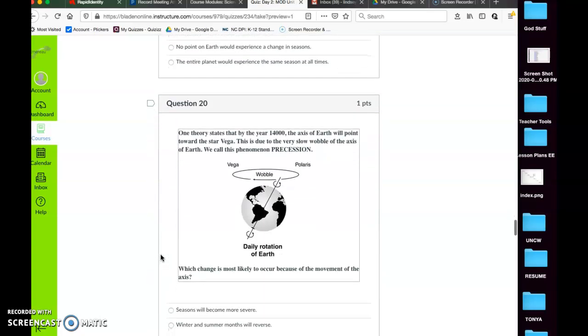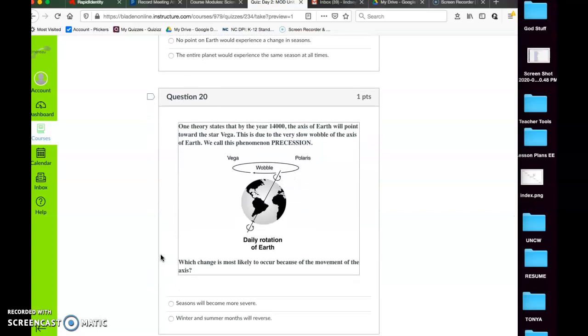Question 20. One theory states that by the year 114,000, the axis of the Earth will point towards the star Vega. This is due to the very slow wobble of the axis of the Earth. We call this phenomenon precession. Which change is most likely to occur because of the movement of the axis? Seasons will become more severe, or winter and summer months will reverse.